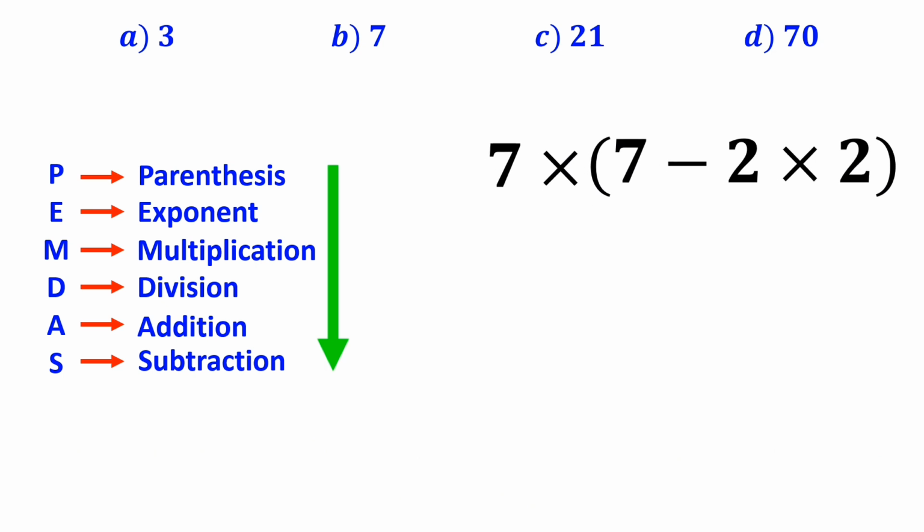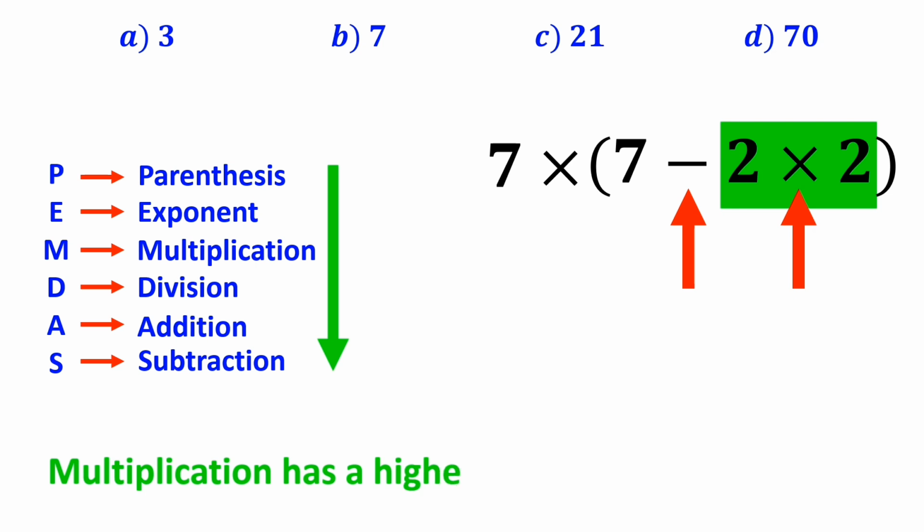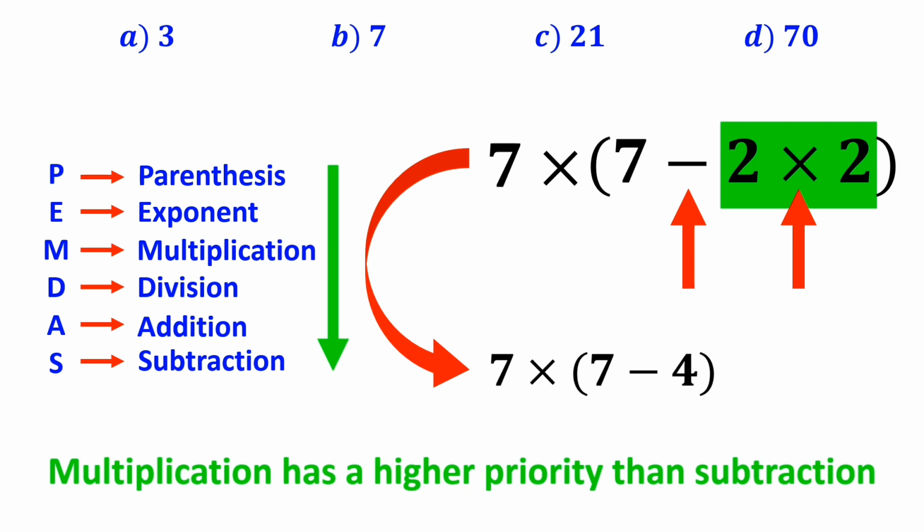Alright, as you can see on the screen, inside the parentheses, we have a subtraction sign followed by a multiplication sign. First, we go for the multiplication, because multiplication has a higher priority than subtraction. So, instead of this expression, we can write 7 times (7 minus 4).